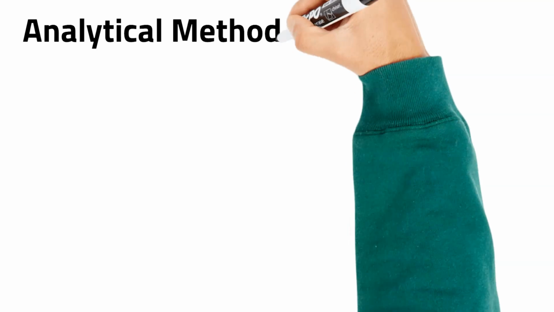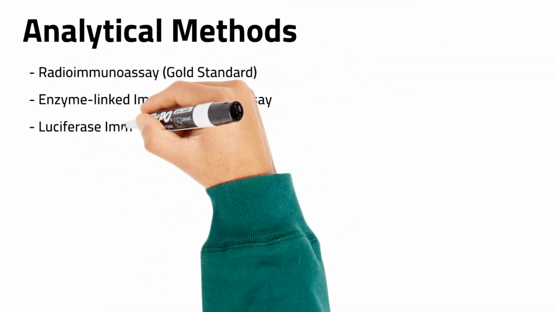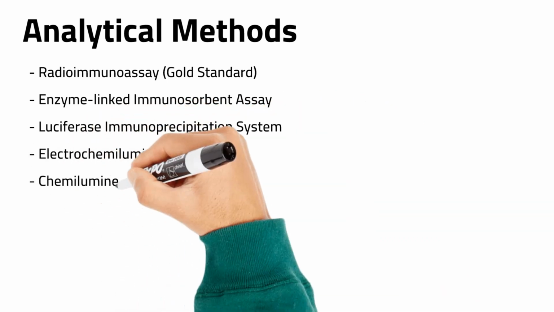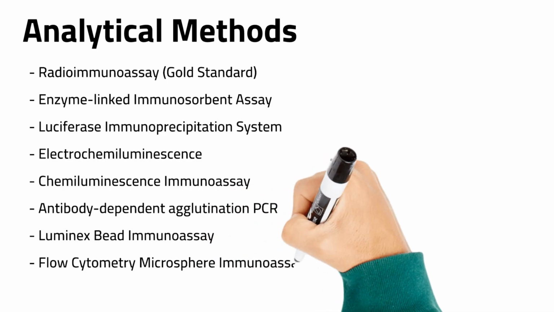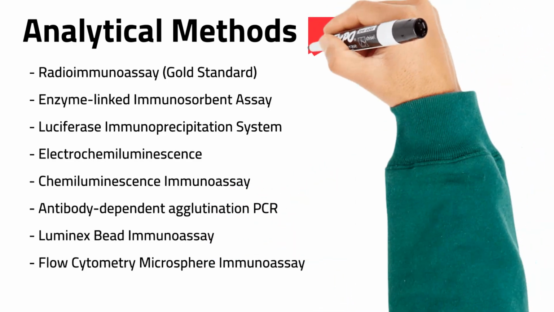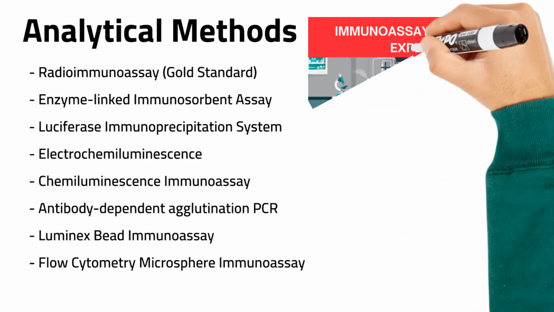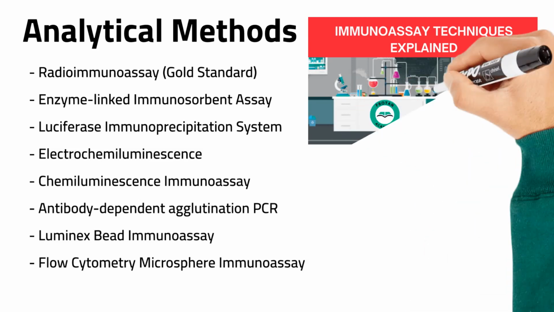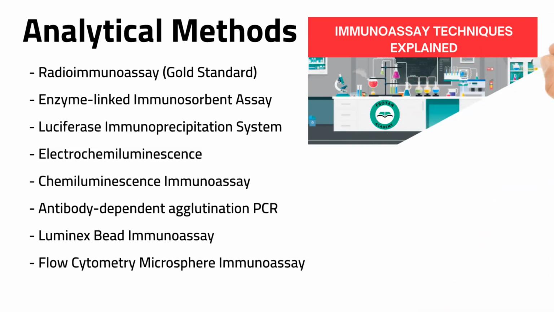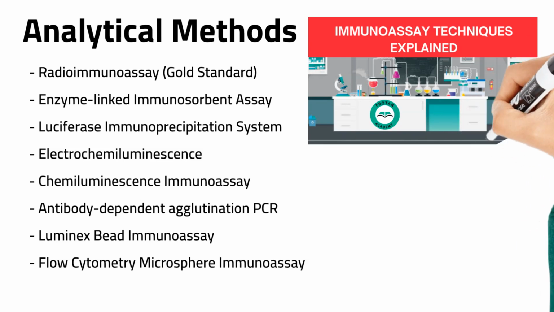However, these assays are highly variable and yet to be standardized. Whilst radioimmunoassay is the gold standard method to measure autoantibodies, other analytical techniques available include enzyme-linked immunosorbent assay, luciferase immunoprecipitation system, electrochemiluminescence, antibody-dependent agglutination polymerase chain reaction, chemiluminescence immunoassay, Luminex bead immunoassay, and flow cytometry microsphere immunoassay.